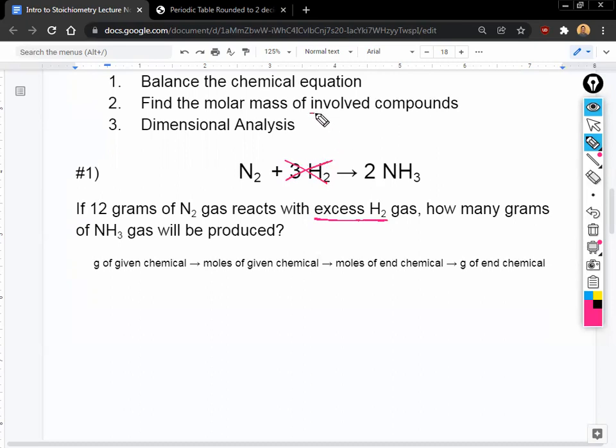So the involved compounds, the important chemicals, are going to be the other 2. N2, because if you notice, our given number, I'll write it right here, is 12 grams of N2. So N2 is very important. And we're looking for how many grams of NH3. So what we want to end up with in this problem is grams of NH3. That makes sense. We start with N2, so that's important, and we want to end with NH3, so that's also important. Those are the 2 chemicals that are important in this problem.